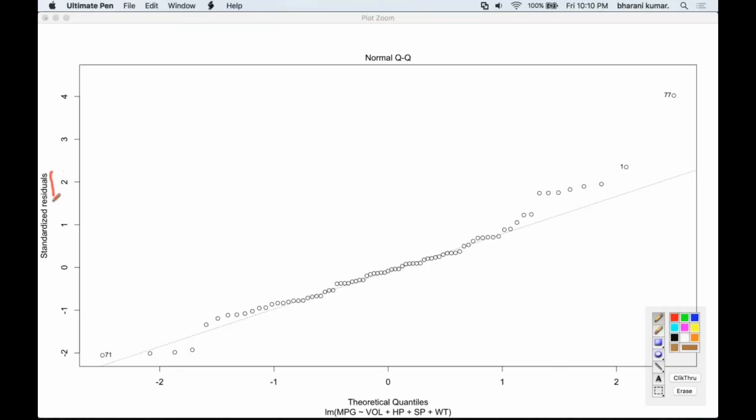Here we have errors, residuals are errors. But one key thing that you notice here is 77 and 71. Just remember those, don't worry about those now.